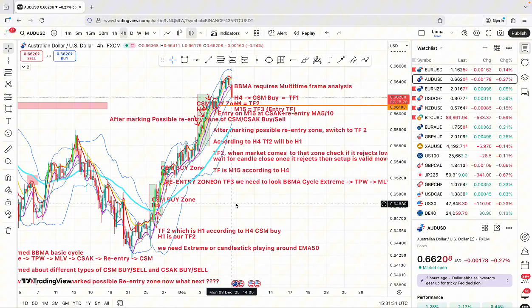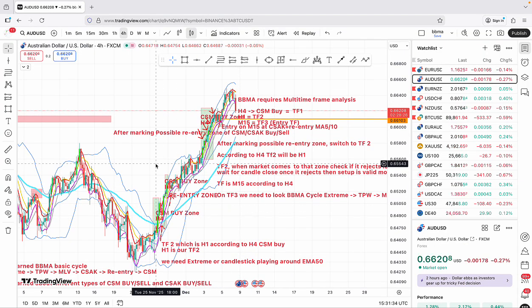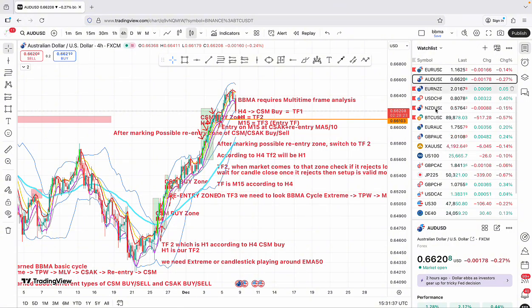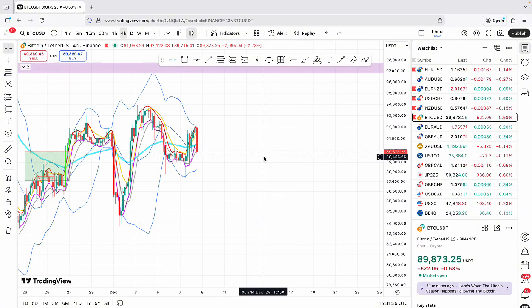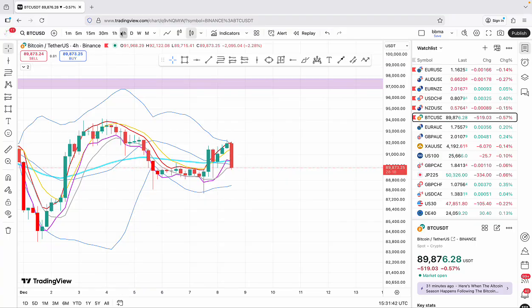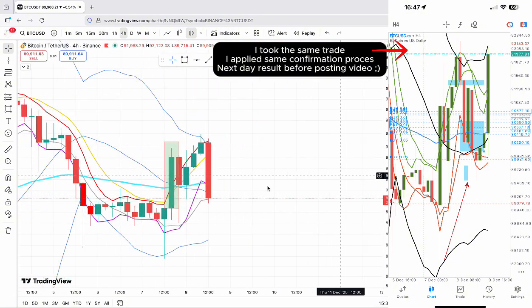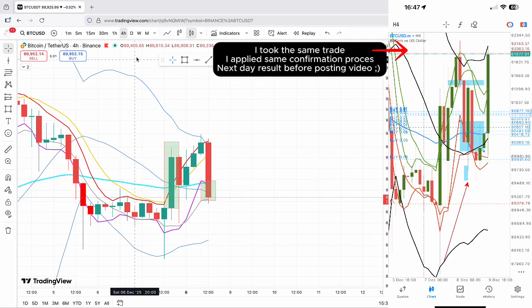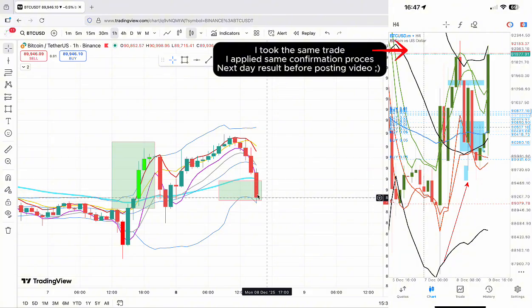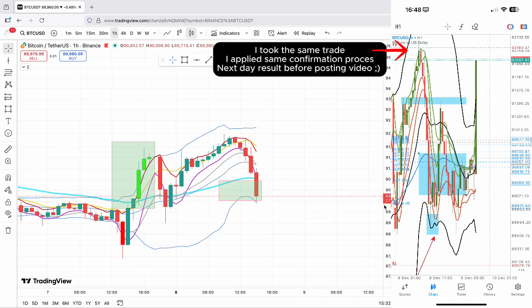This is how to apply confirmation. Whenever you mark a possible re-entry zone, you need to wait. Let's say over here, H4. This is CSAK. I'm looking into this area currently myself also. And after this CSAK, the market is now approaching this area, so I will move over here. See over here, I'm waiting for the rejection. Once it rejects this low BB with the candle close, I still have 27 minutes left.